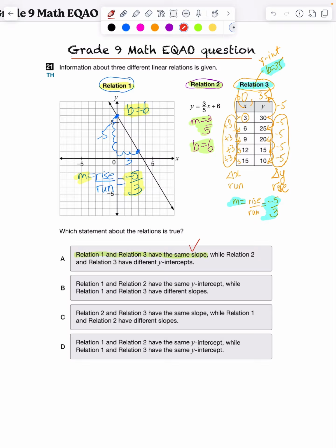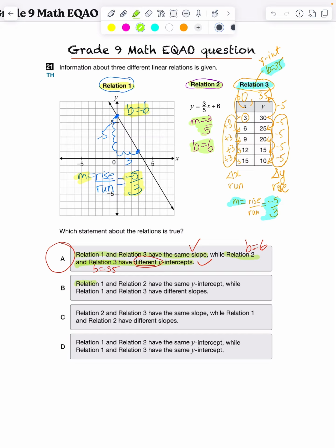That is true. It then tells me that relation 2 and relation 3 have different y-intercepts. When I look at the two y-intercepts, the y-intercept for relation number 2 is b equals 6, and the one for number 3 is b equals 35. Are they different? Yes, that is true. So it appears that this is the correct answer. But we still have to continue to consider the other options.